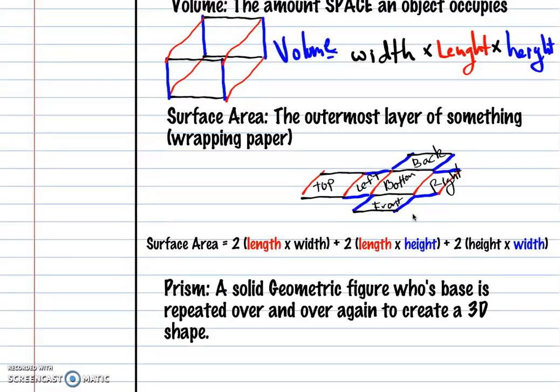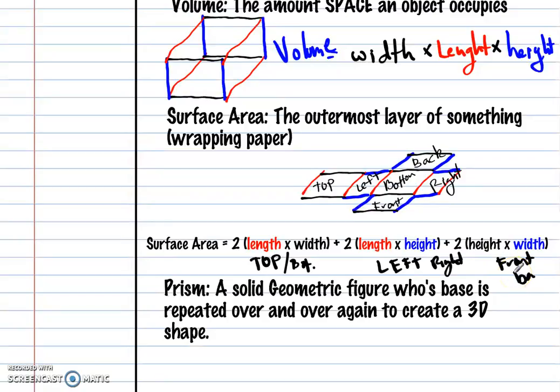Okay, so the length and the width. So if I think about length and width, that's the top and the bottom. So this is my top and bottom. Okay, top slash bottom. Abbreviate. Length and height, that's left and right. Left and right. And the height and the width, this is front and back.